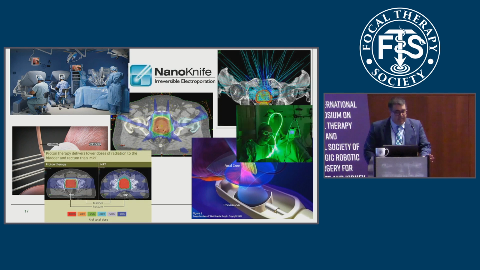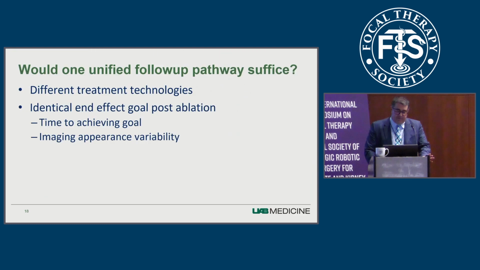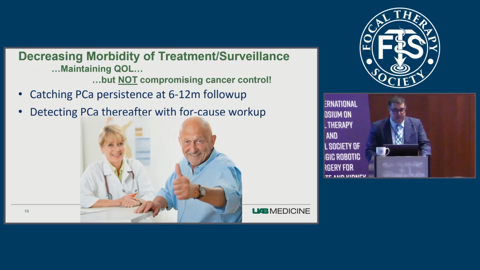Regardless of what treatment we're talking about, all will have different imaging findings afterwards. Would one unified follow-up pathway suffice? This is one thing that we have to define as a society and as an expert group. Different treatment technologies have already been presented here and more on the frontier. But the identical end effect goal is to kill cancer. Will that cancer look the same on various imaging modalities once it's ablated and destroyed and no longer viable? What is the time to achieving that true death and ultimate imaging finding? And then the variability that may last for a long time, well past the actual death of tissues.